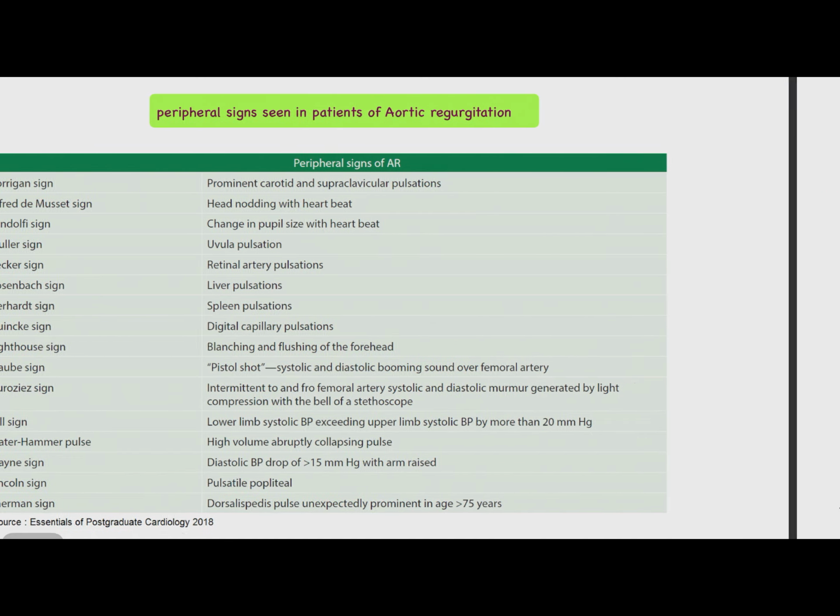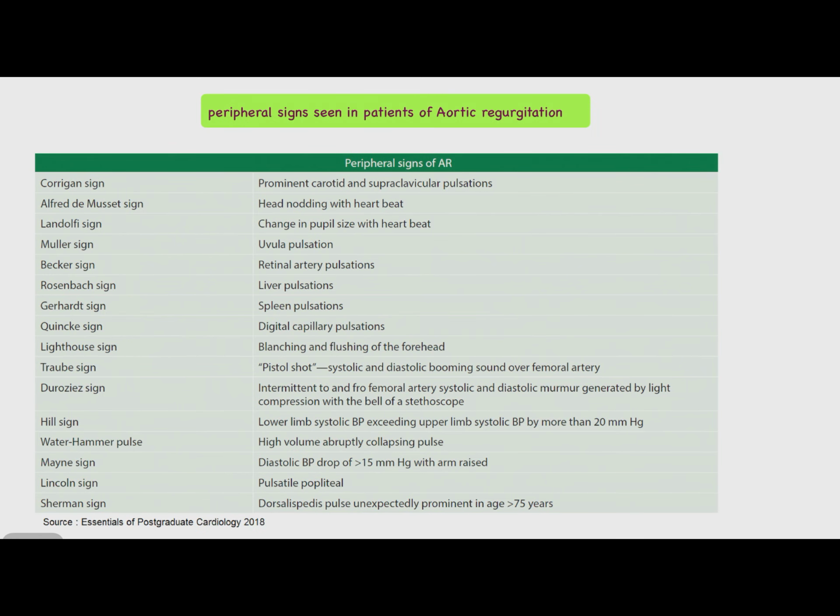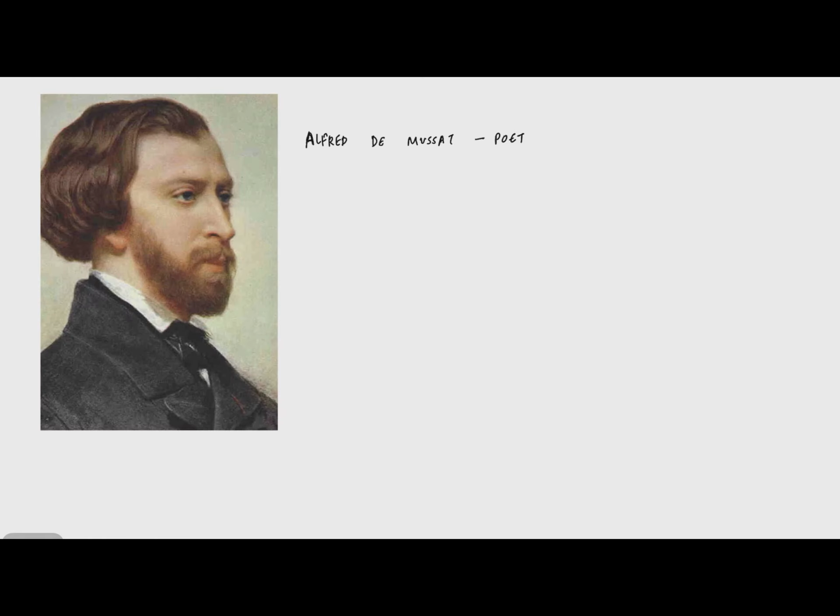We are going to discuss these signs based on this schematic diagram which I have made. First we are going to discuss two signs which are not named after a doctor or a scientist, which are Alfred de Musset sign and Lincoln sign. Alfred de Musset was a poet. His brother noticed head bobbing of Alfred, and later on examination the doctor realized that the head bobbing was corresponding to the pulse, and he was diagnosed with aortic regurgitation. So Alfred de Musset sign is head bobbing corresponding to the pulsations of your peripheral arteries.